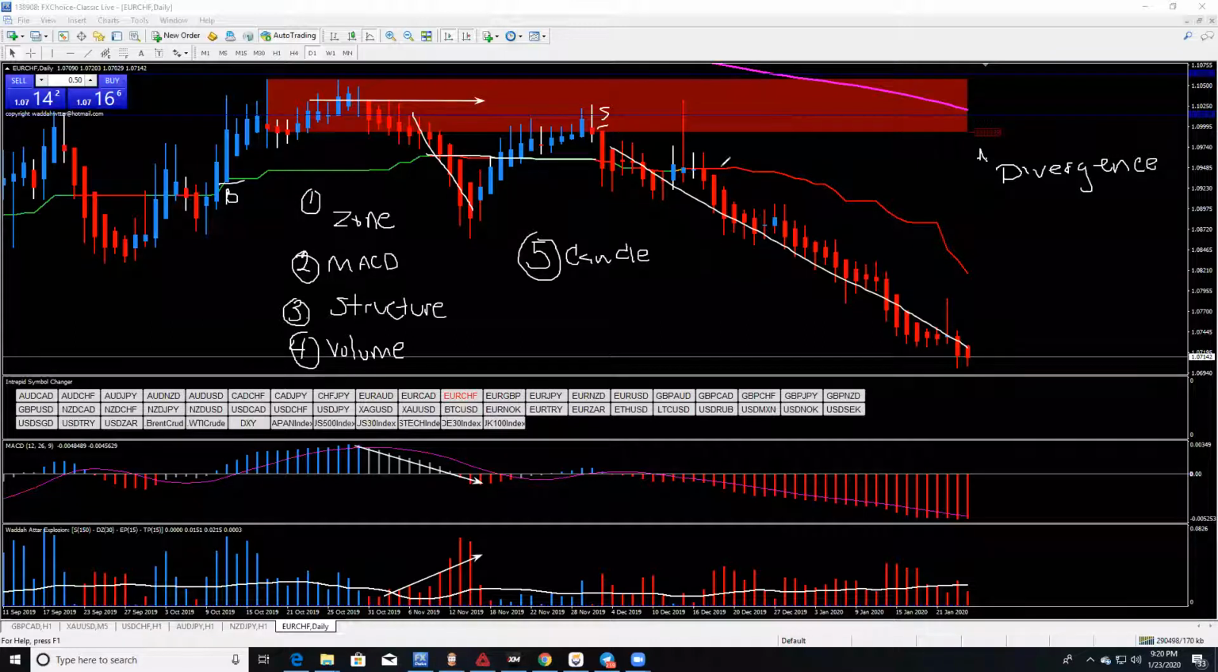Number 5 is the candle. For a flat top, that's a sell candle. For a flat bottom, that's a buy candle.